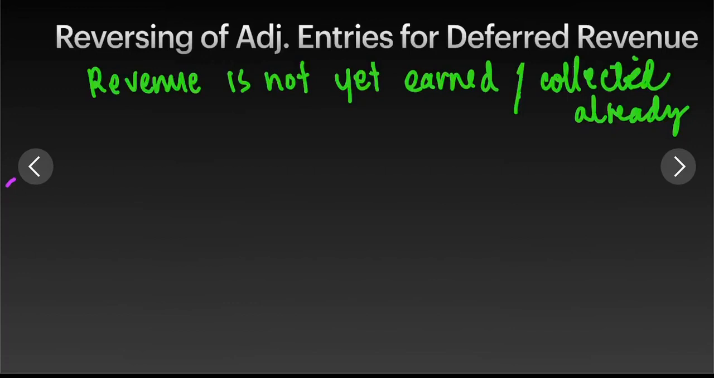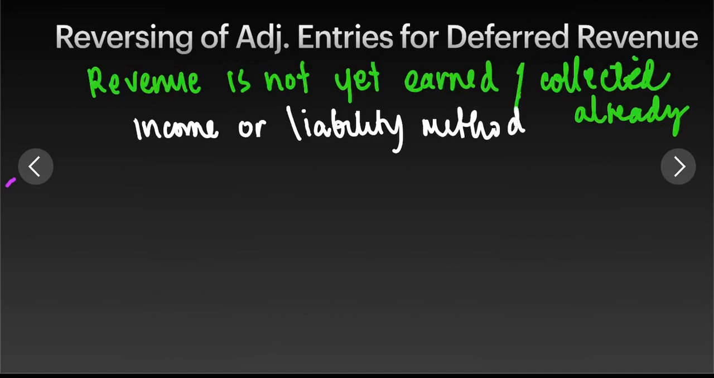In our previous discussion, a deferred revenue can be accounted for using either the income or liability method. Please take note that only adjusting entries for deferred revenue initially recorded as an income is qualified to be reversed. What does it mean?